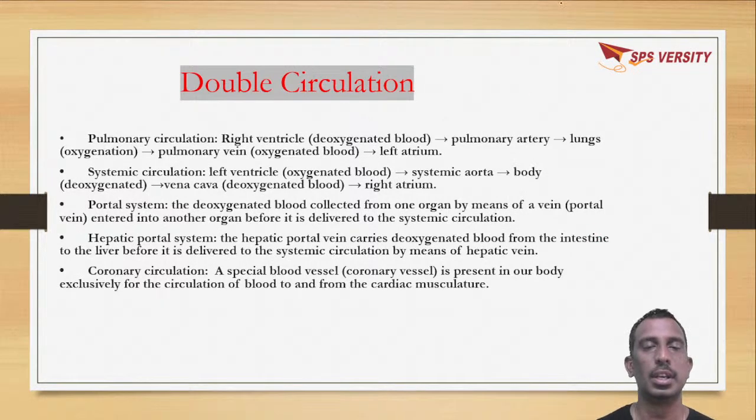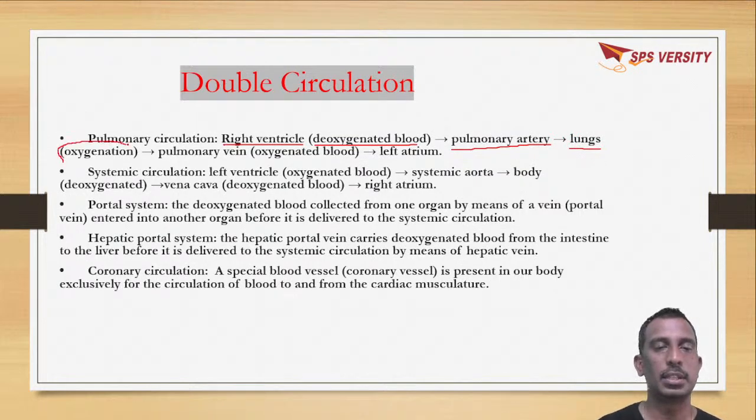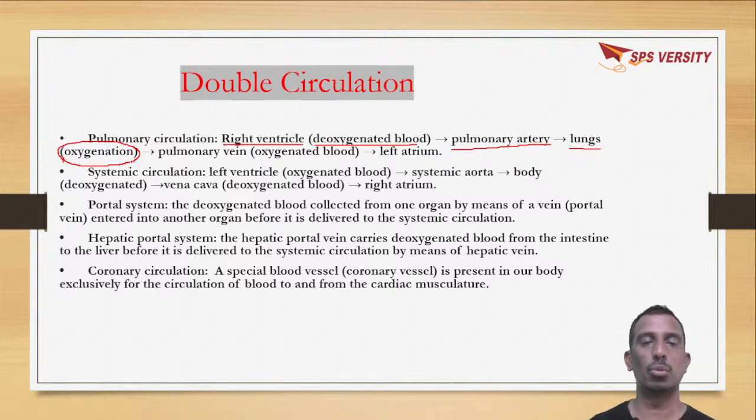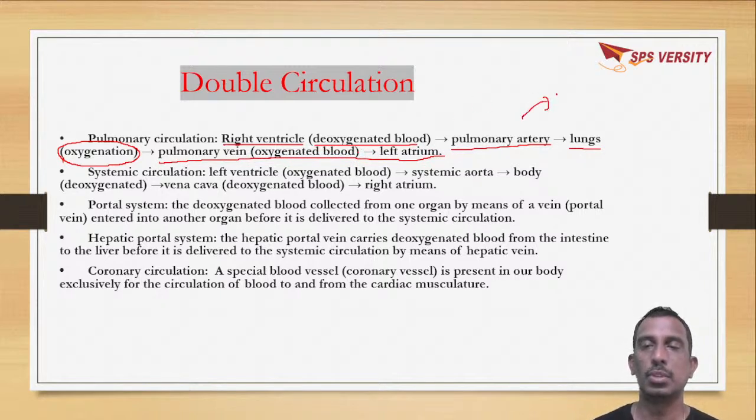So from where does it start? The pulmonary circulation starts from the right ventricle. So the right ventricle is related to deoxygenated blood. From the right ventricle, through the pulmonary artery, the deoxygenated blood reaches the lungs. In the lungs, the deoxygenated blood is converted to oxygenated blood by oxygenation, where the carbon dioxide is removed and oxygen combines with hemoglobin. And this oxygenated blood from the pulmonary vein reaches the left atrium. That is, the circulation towards the lungs and away from the lungs is called pulmonary circulation. So it starts from the right ventricle and ends with the left atrium.